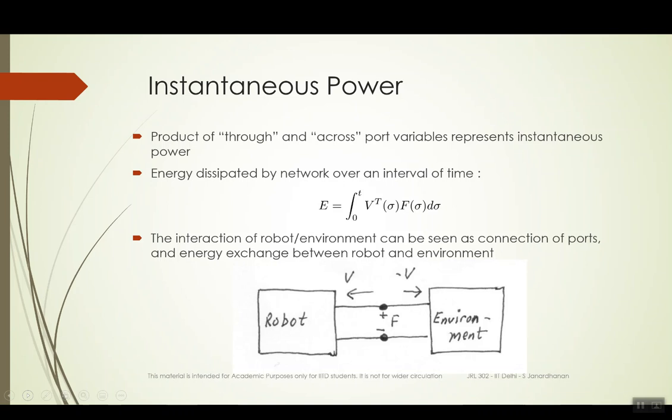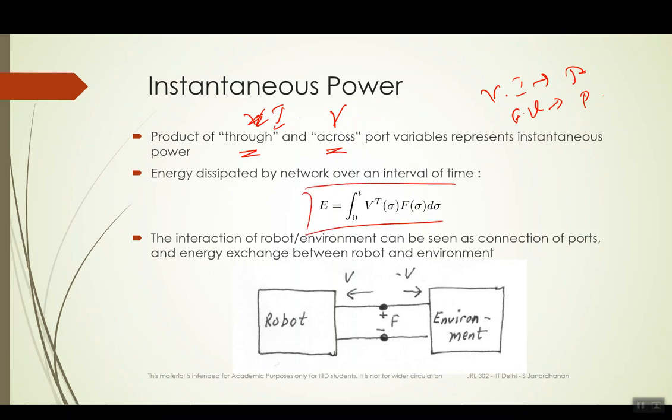Something else that needs to be seen is that the product of the through and across variable, in the case of electricity, V is the across variable and I is the through variable, so V dot I is instantaneous power. Similarly, F dot V is also instantaneous power. And energy dissipated is the integral of V dot F, which we have seen in the earlier case where you have a stiff environment, an environment with a finite amount of stiffness.